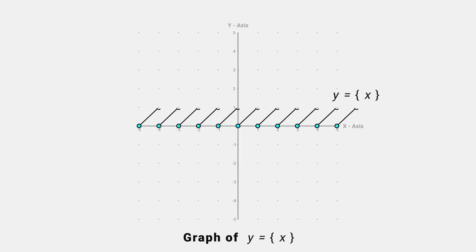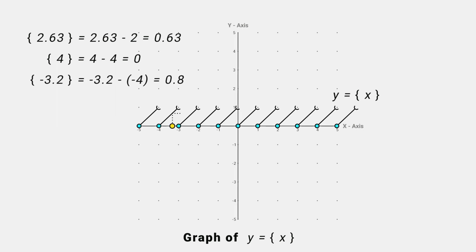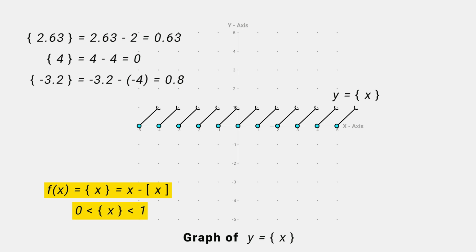Fractional part function denotes the fractional part or decimal part of x. For example, fractional part of 2.63 is 0.63, fractional part of 4 is 0, fractional part of minus 3.2 is 0.8. Here, f of x equals x minus greatest integer x for all x belongs to R. So, fractional part lies between 0 and 1. The graph of fractional part of x is this.